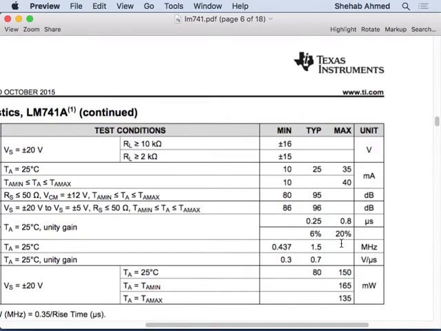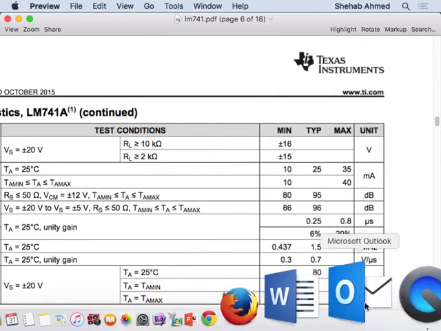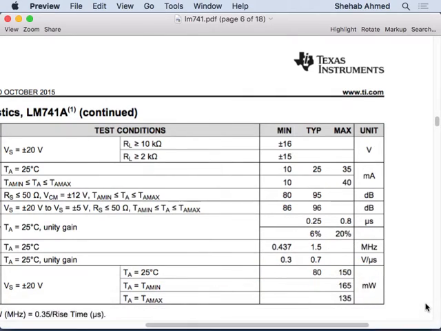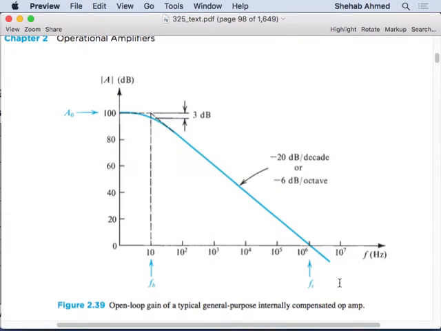Since it's a manufacturing thing, it changes depending on the manufacturing tolerances, the temperature, and so on, so the manufacturing process will affect this. So they give you typical values, but this confirms the plot that they gave us in the textbook, right? This is at 1 megahertz, and this is at 10 hertz, right? So they're telling us that these 2 points are there.